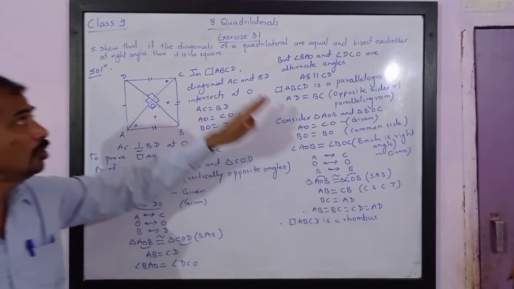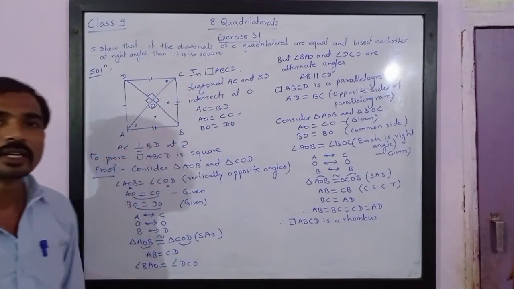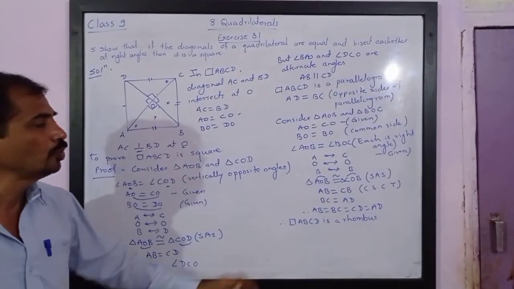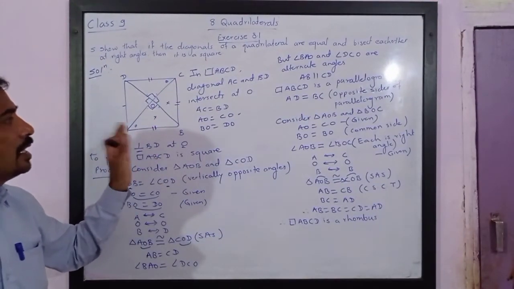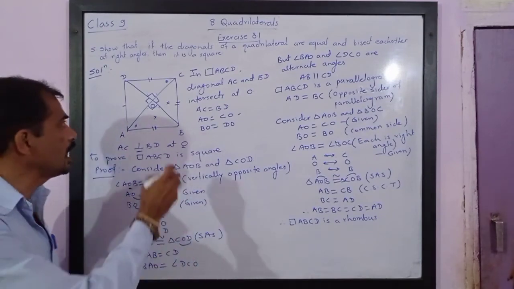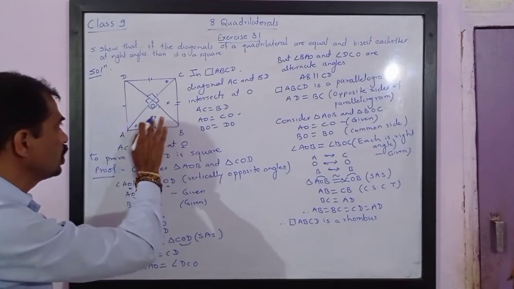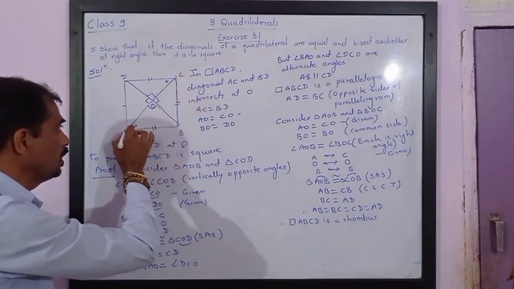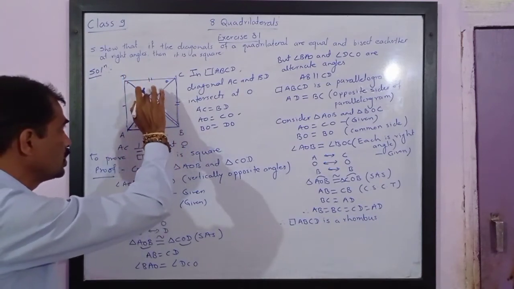Last point, in order to prove that it is a square, we need to prove that one of the angles is a right angle. So to prove quadrilateral ABCD is a square, or one of the angles is a right angle, I am going to consider triangle ABC and triangle ABD. See, watch carefully. I am considering triangle ABC as this triangle and ABD as this triangle. These two triangles I am considering.